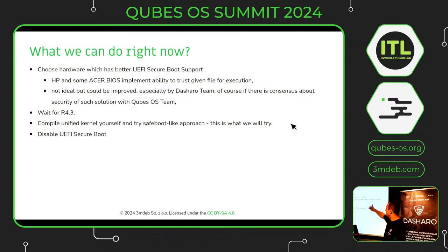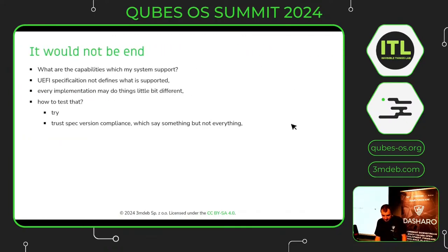Marek doesn't know when there will be a release date, so you can just wait and be patient. You can try to compile a unified kernel, like Trammel did, and you can disable UEFI Secure Boot, of course. And even if we do this, it would not be the end, because we don't know what capabilities we may have in this system, let's say this HP system or this Acer system. We don't audit the BIOS, so we don't know where those keys leaked or whatever they have there.